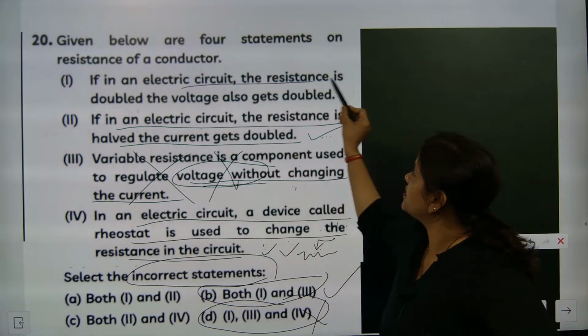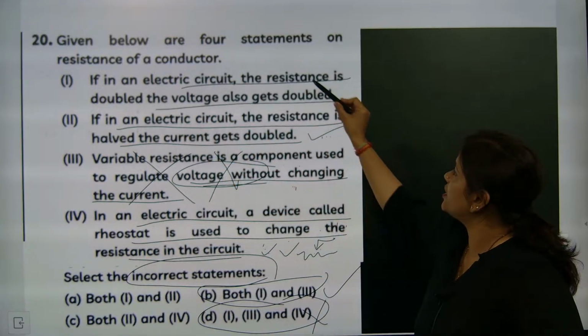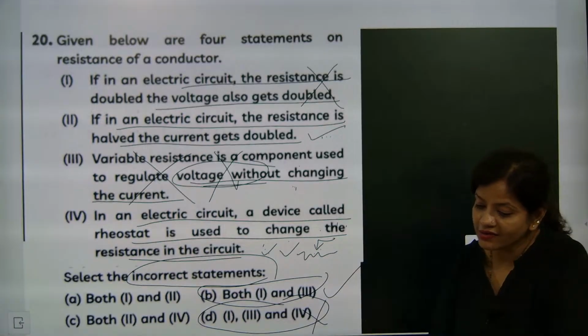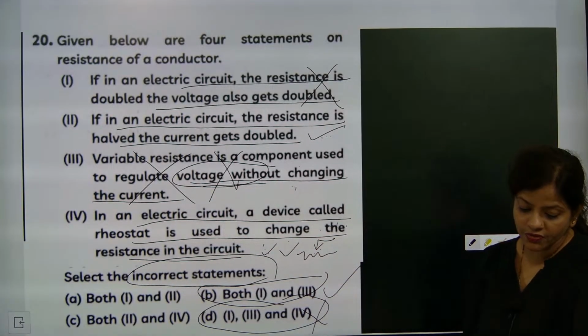In an electric circuit, the resistance is double, the voltage will also be double. The voltage will become half. So these two statements are wrong. First and third are wrong. So the option will be B.